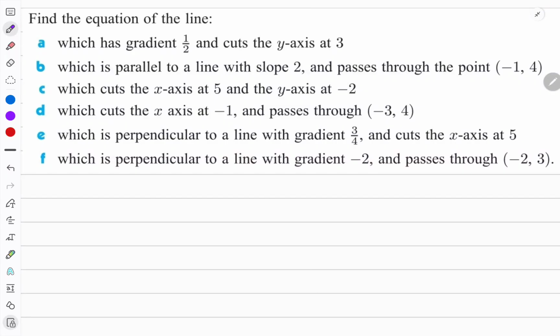In today's video, I'm gonna solve another question related to coordinate geometry.